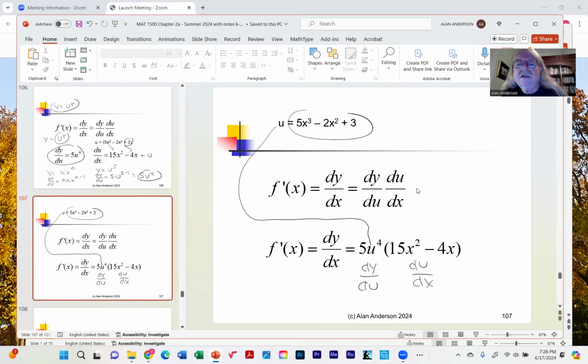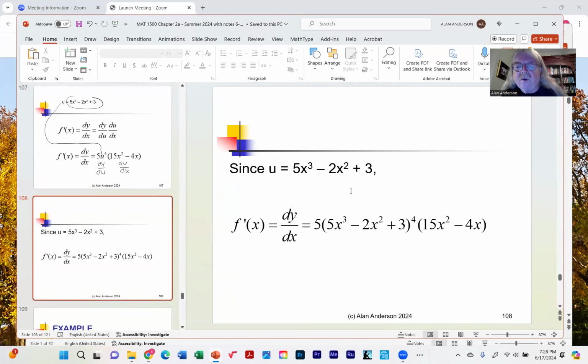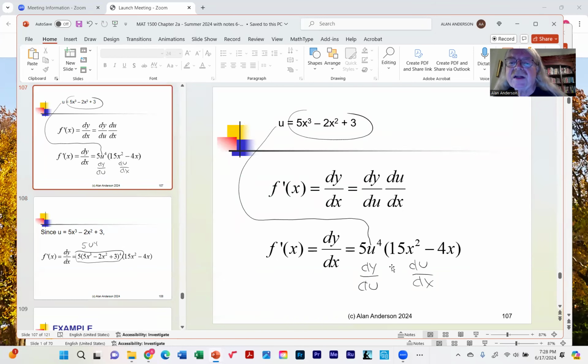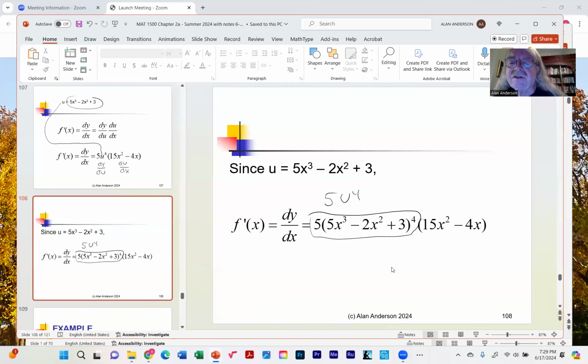So therefore, this is what we have. Instead of 5u to the fourth, we have this. In other words, remember 5x cubed minus 2x squared plus 3 is u. Therefore, this is what we get when we replace u with the function of x. And so this is actually our final result. What you're seeing right here is the derivative of y with respect to x, or f prime of x.